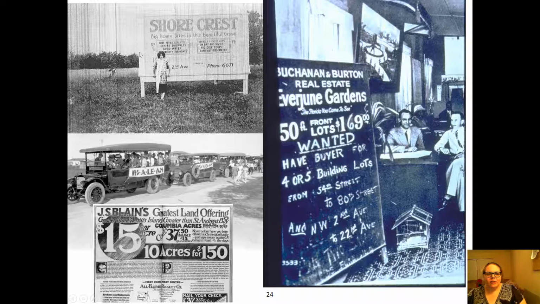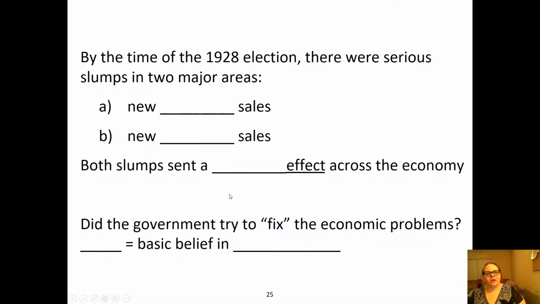So this is some of the speculation you can see, right? Shorecrest, they're going to build these big, beautiful homes here. Go ahead and buy your land plot now. Okay. Everjune Gardens in Florida. Real estate, have buyers for 4 or 5 building lots. Greatest land offering, $15 per acre, 10 acres for $150. You have this whole group of people driving down to Florida. That's like a wagon train almost.